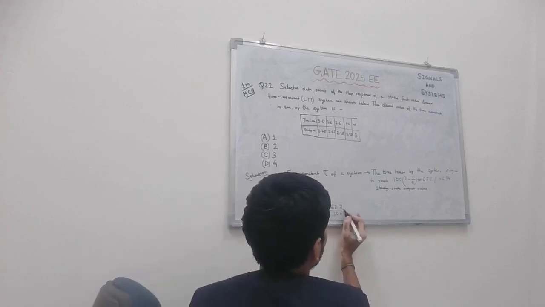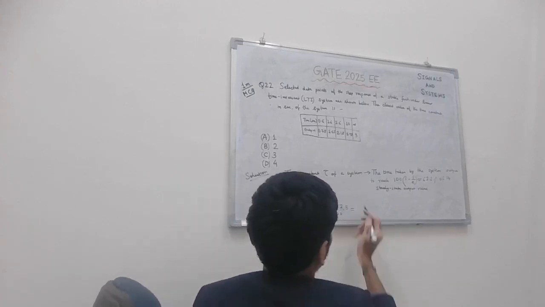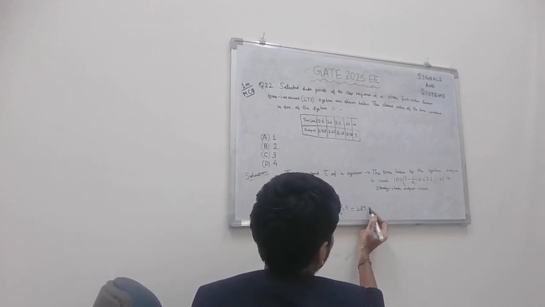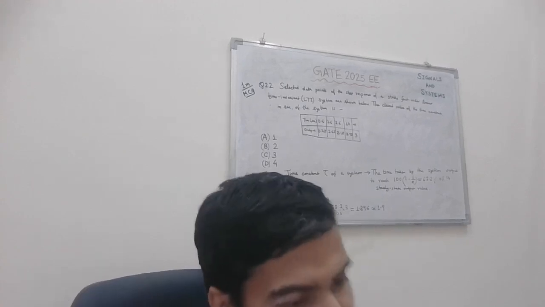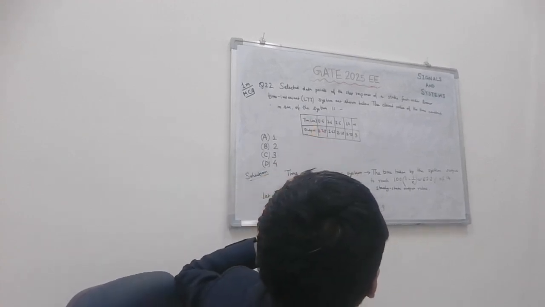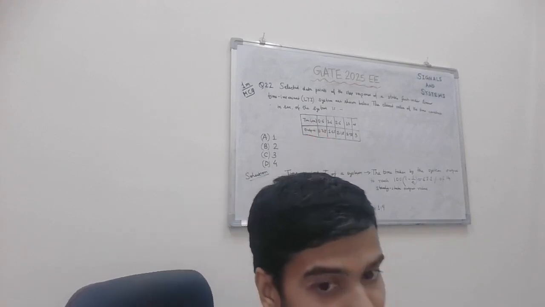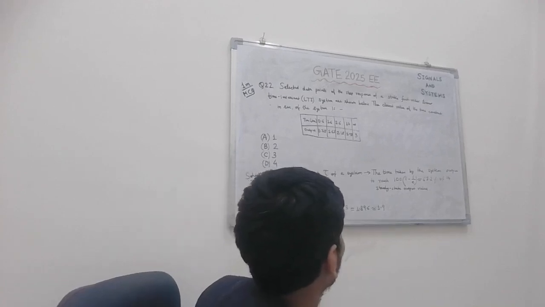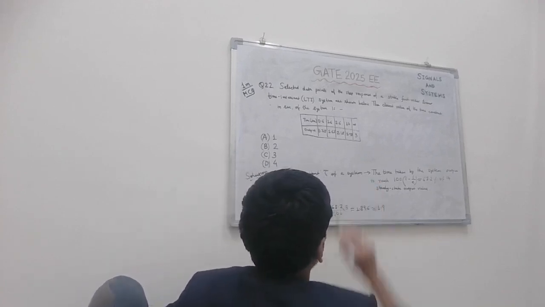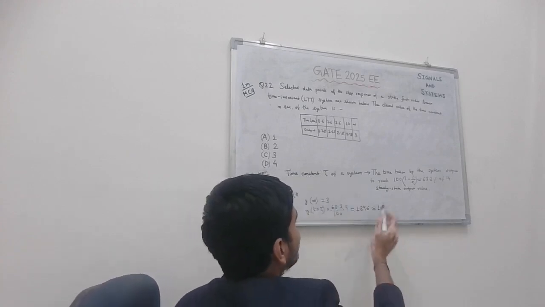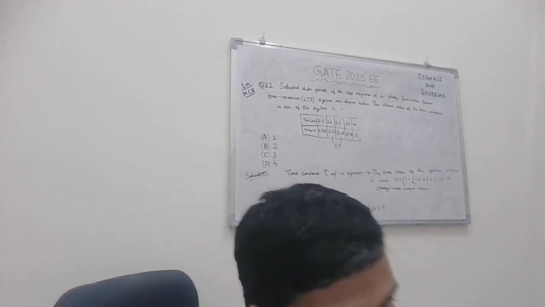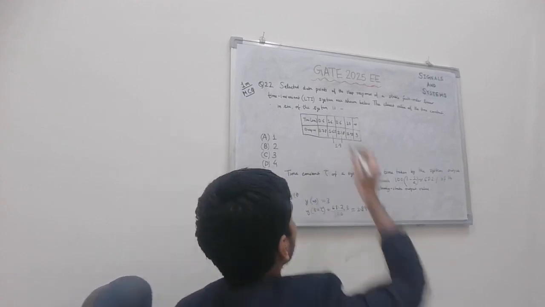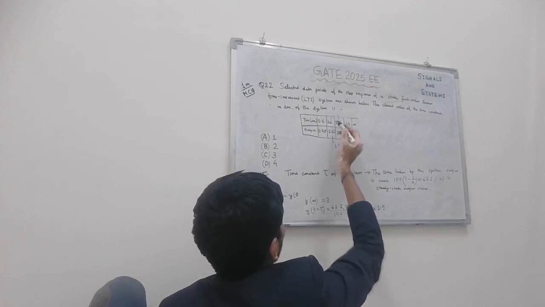63.2 by 100 into 3 is nearly equal to 1.896, nearly equal to 1.9. Now, in the data points given in the tabular format, we don't have any such output value 1.9. So what we will do is interpolate. 1.9 lies between 1.65 and 2.18, so the time constant tau will also lie somewhere in between these two outputs, 1.6 and 2.6.